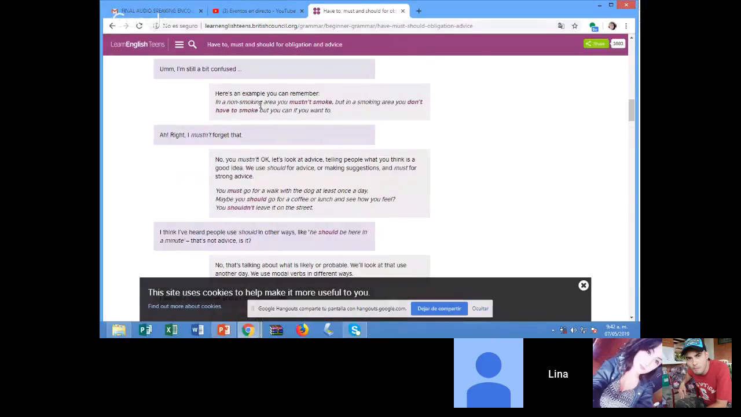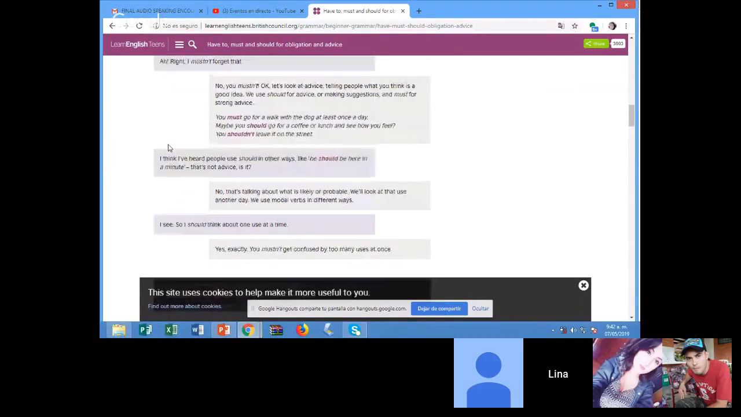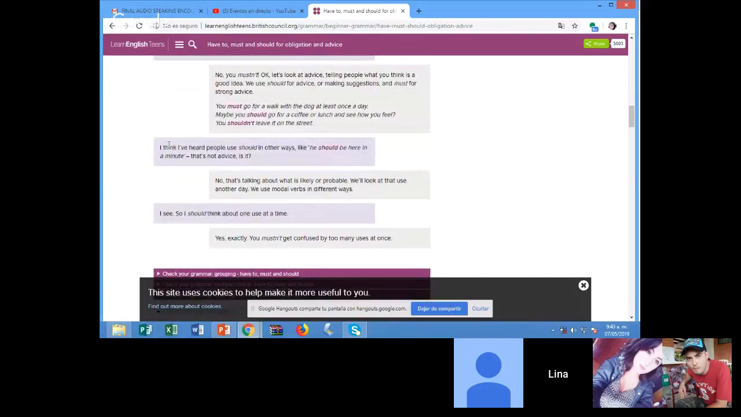Here's an example you can remember. In a non-smoking area, you mustn't smoke, but in a smoking area, you don't have to smoke. But if you want, you can do it. Okay?